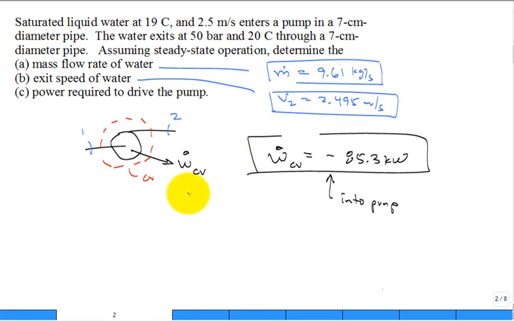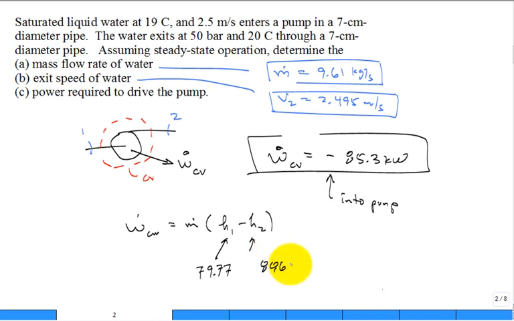And how did we calculate that? Well, you find out that it's equal to the mass flow rate, then the change of enthalpy, H1 minus H2 exit. And given the states of the water, you can actually look these up in the tables. And they come in, H1 is 79.77 kilojoules per kilogram and 88.65 kilojoules per kilogram for H2.